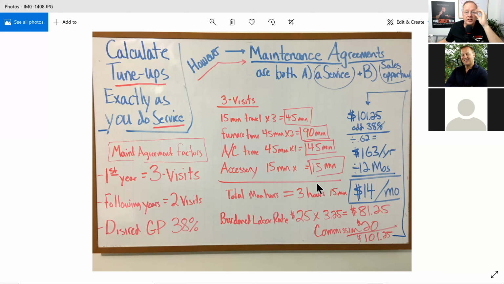$101.25, right? So now, in the blue, we put that on top. We add our 38%. The divisor is just the opposite of that, 100 minus 38, so divided by 0.62 gives us 38%. You get that. $163 a year, divided by 12 months, $14 a month, guys. $14 a month. And in most cases, you're talking about $20 a month, thereabout, is what's being charged. So this is how you would calculate a basic maintenance agreement, for example.